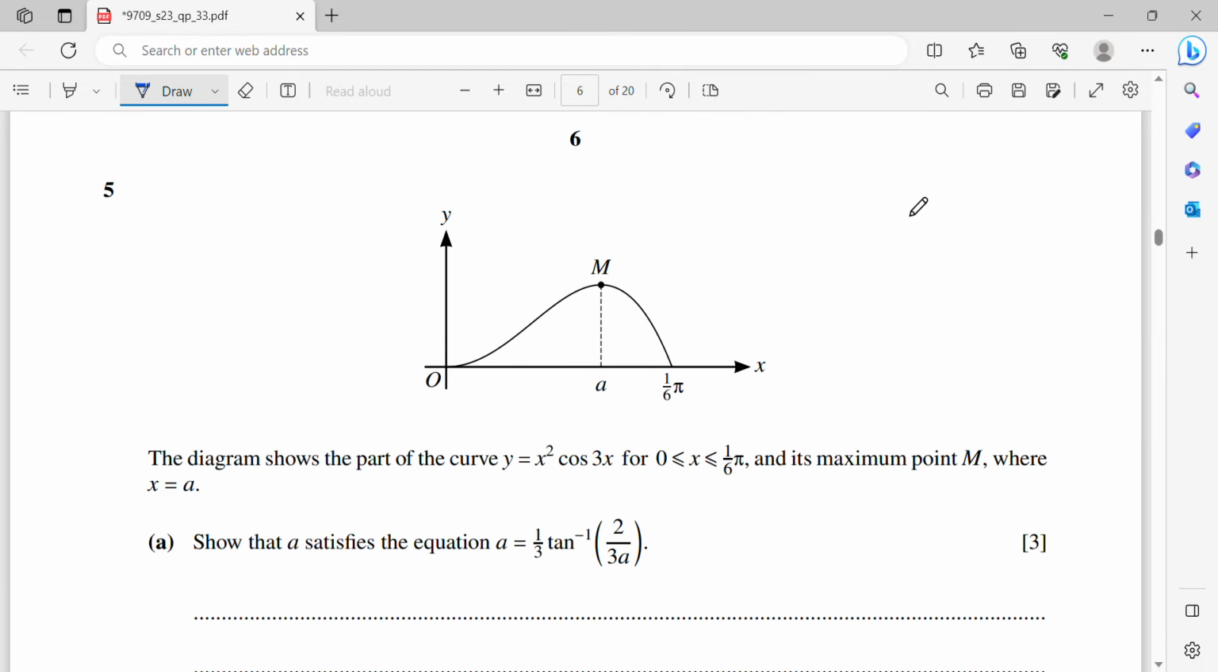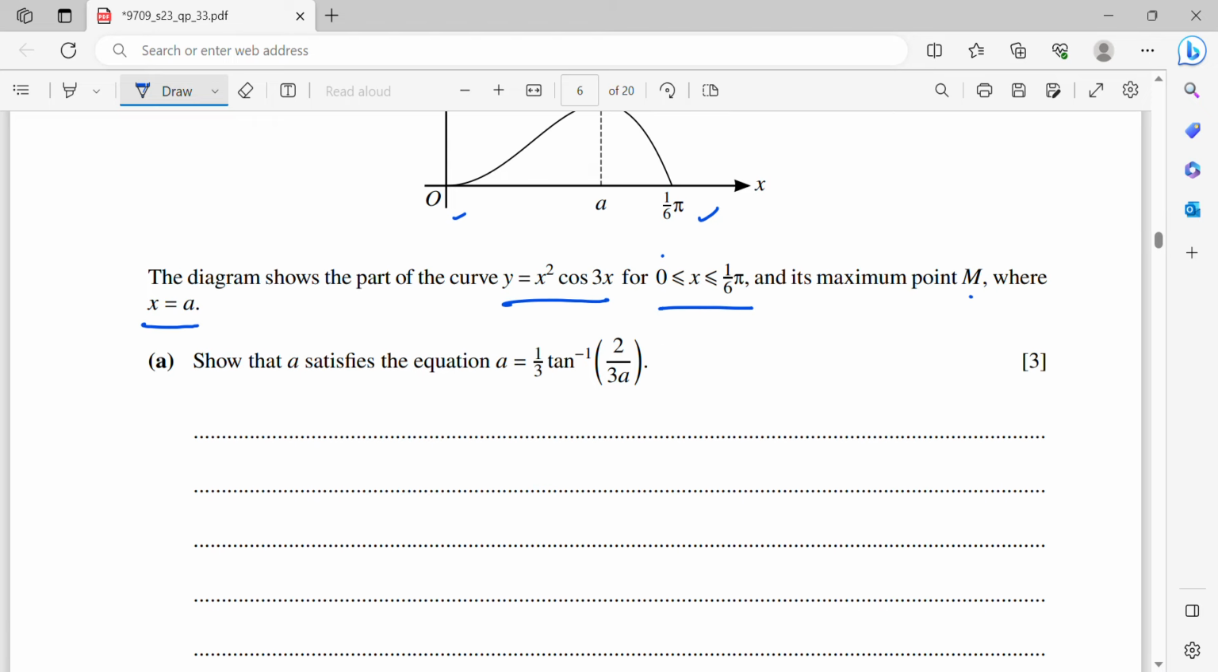Now, for the next question, number 5. The diagram shows the part of the curve y equals x squared cos 3x, where x is defined from 0 to 1 over 6 pi, and its maximum point M, where x equals a. Show that a satisfies the equation a equals 1 over 3 arctangent of 2 over 3a.